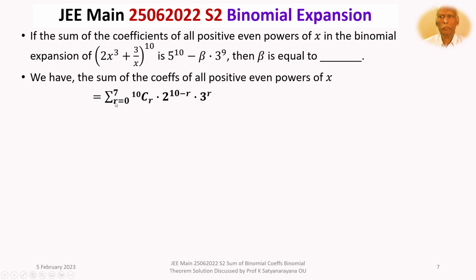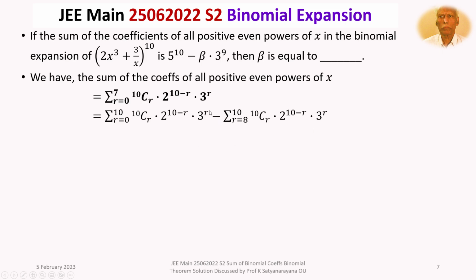It suggests we take the sum r equal to 0 to 10 and subtract the excess terms that we have added. So that is equal to sigma r equal to 0 to 10, 10Cr into 2 to the power of 10 minus r into 3 power r. So what are the terms we have added? r equal to 8, r equal to 9, r equal to 10. So subtract them: sigma r equal to 8 to 10, 10Cr multiplied by 2 to the power of 10 minus r into 3 power r.